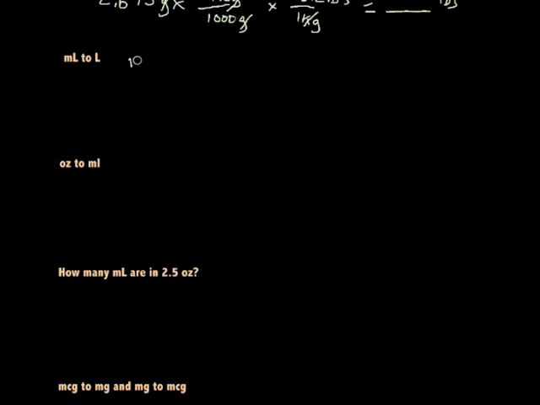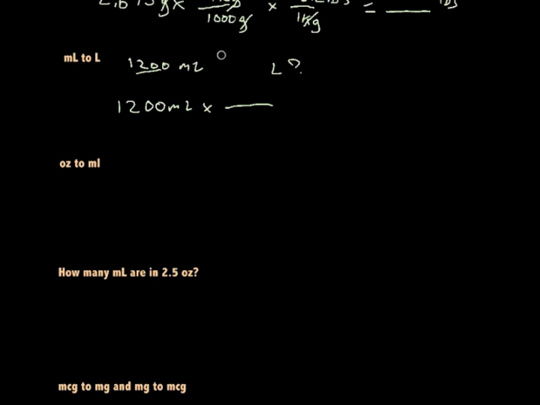Let's say 1,200 milliliters. And I want to know how many liters that is, right? I want to know how many liters is in that 1,200 milliliters. Easy enough. We start with our given, which is the 1,200 milliliters. We multiply that by our conversion factor.